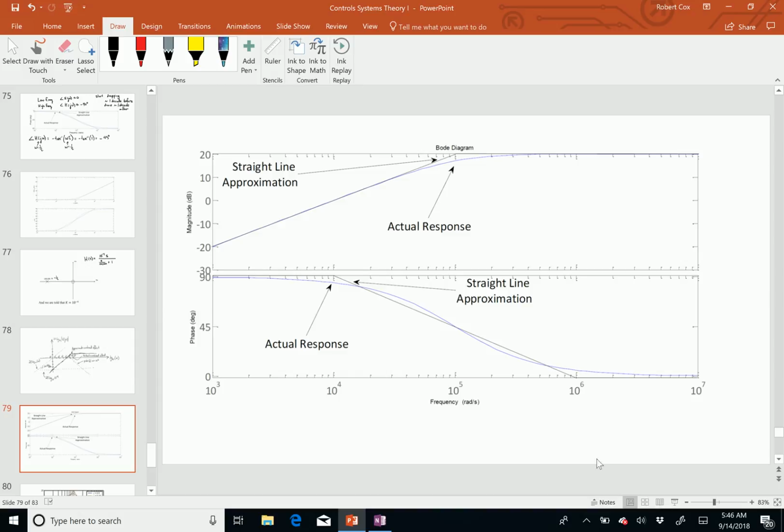All right, so that was a good set of examples. And now we have another set of stuff that we need to look at, which is how we look at second order systems.